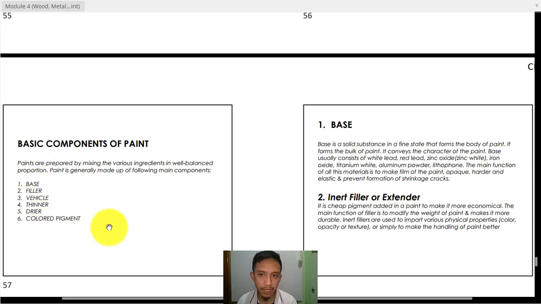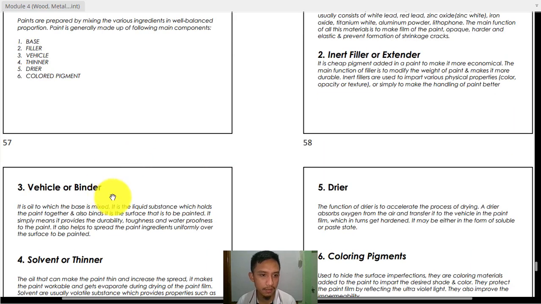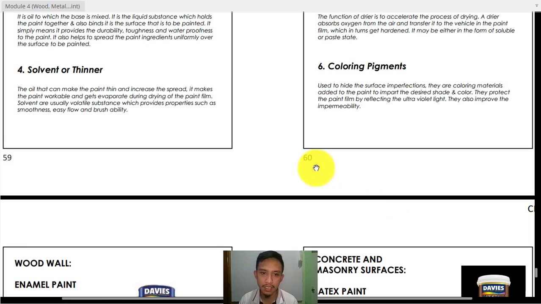So actually the paint will contain these with different amounts, and of course some of these might not be contained by a specific type of paint. It depends on the purpose. If you say base, you can read about that: inner filler or extender, vehicle or binder, solvent or thinner, dryer, coloring pigments. You can read about those.